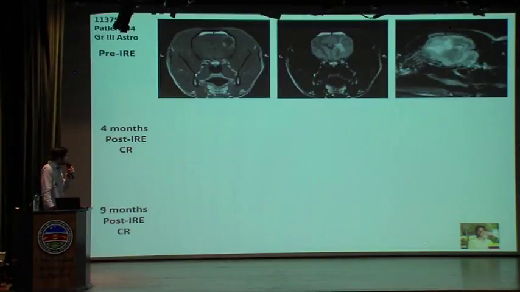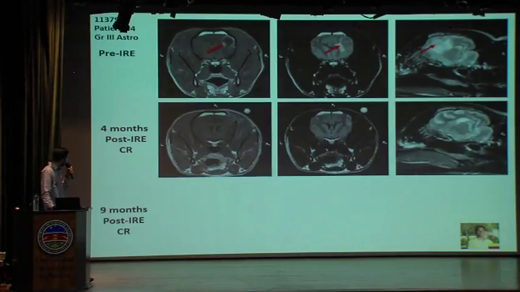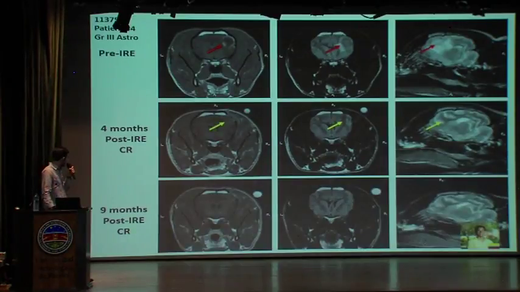These are actual results from an actual canine patient. Before irreversible electroporation, the tumor is located right here. Four months after the irreversible electroporation treatment, the tumor is significantly reduced. And then nine months after, it's essentially disappeared. The point is the tumor has been reduced in size because of the electroporation.